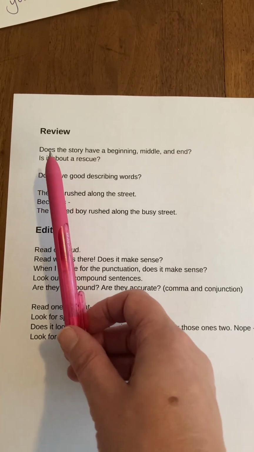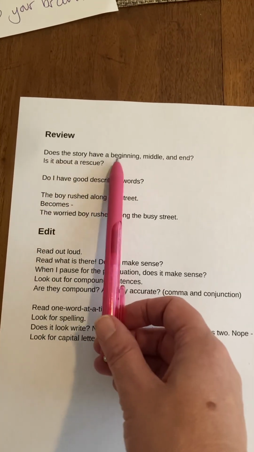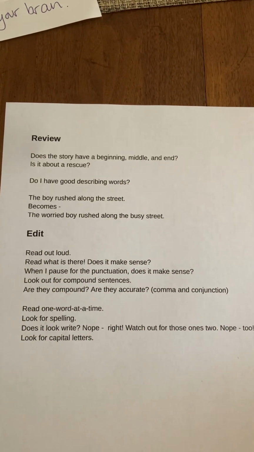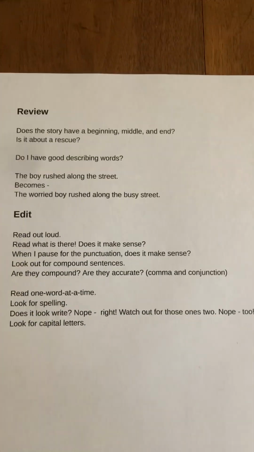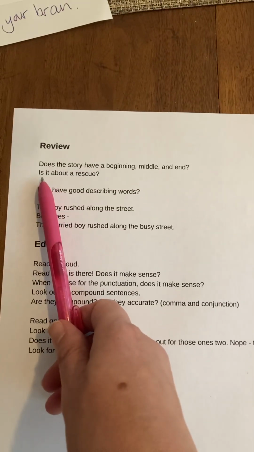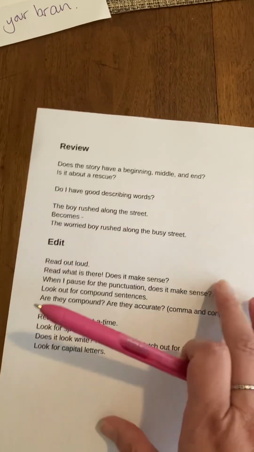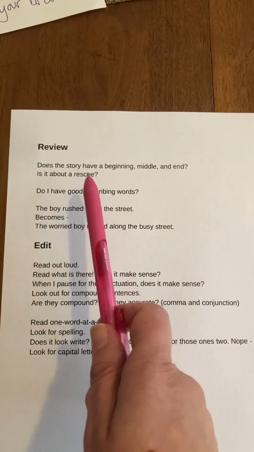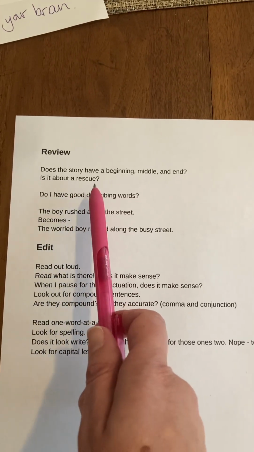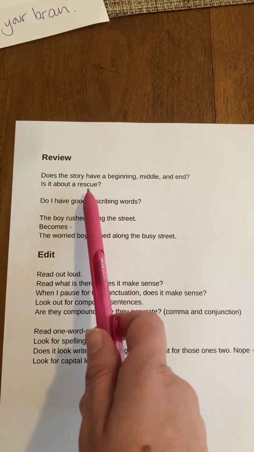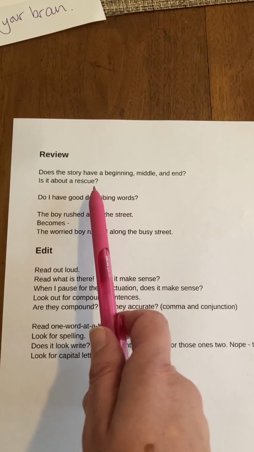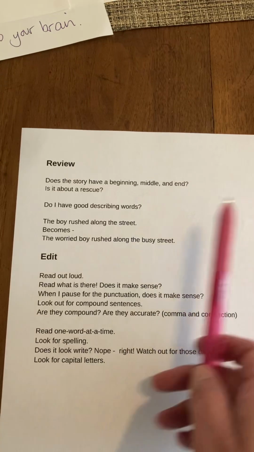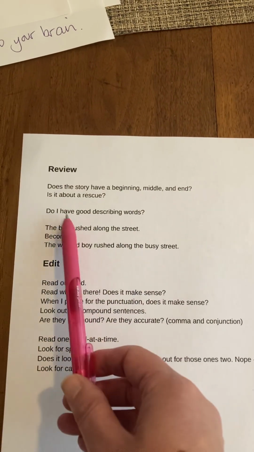So you're going to look back over your story and you're going to say, does the story have a beginning, a middle, and an end? I know that seems like a really basic question, but can the reader follow through the steps? And here's something else. Is it about a rescue? Because this is classwork, so let's be really straight here. It needs to be about a rescue if you're going to expect a good grade for this assignment. If a reader has picked up a book expecting to read about a rescue, they want to read about a rescue.